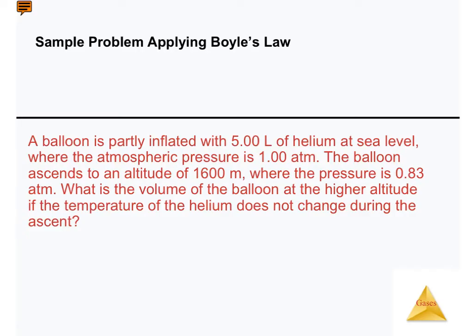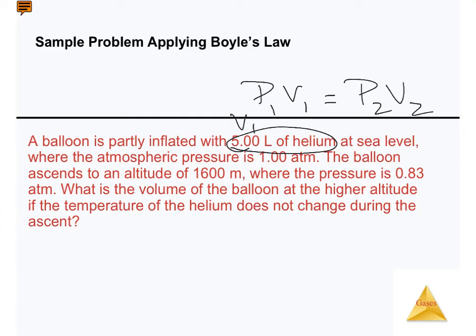Okay, so let's look at a sample problem. A balloon is partly inflated with 5 liters of helium. So let's write Boyle's Law here and let's start labeling. Because it's really simple math, and if there's going to be an issue, it's probably getting mixed up in labeling some of the given information with the wrong value. So let's call this volume 1. That's the initial volume. At the initial atmospheric pressure of 1 atmosphere, we're going to call that P1.